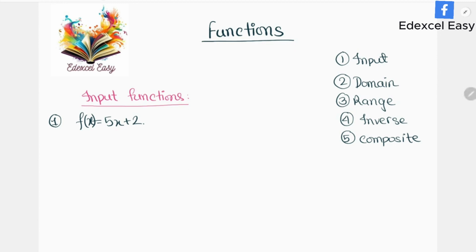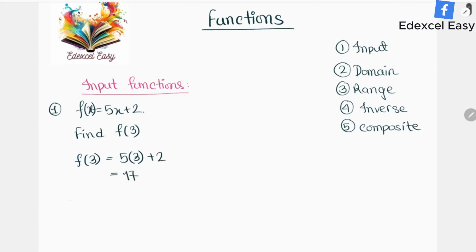They usually tell you to find the value of f(3) or f(5). The question would be like: f(x) is given as the equation 5x plus 2. Find f(3). F(3) means that inside the bracket, where it was x previously, it now has 3, which means we take the value of x as 3 and input it into the equation wherever there was x. So f(3) will be 5 bracket 3 plus 2. You get 15 plus 2, that's 17. So finally, f(3) is equal to 17.